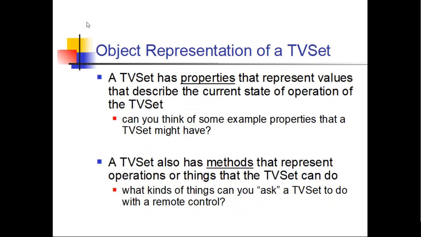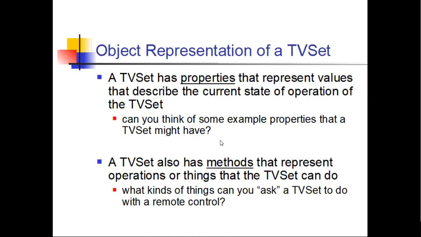Okay, so let's think about a TV set specifically as an example. Okay, the TV set has properties. Now the properties of the TV set would be values that describe the current state of operation. So if you're watching TV at a particular time, what are some properties that would describe the current state of the TV? And then how about methods?